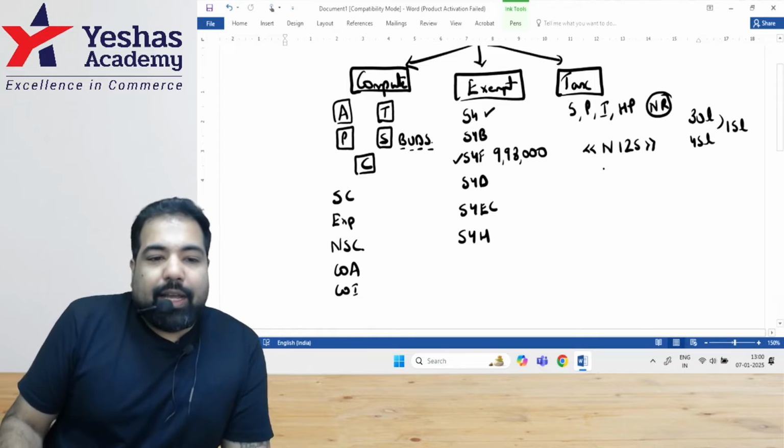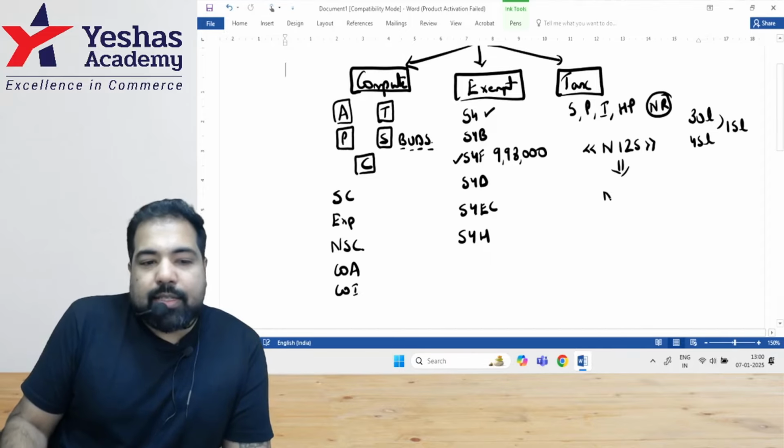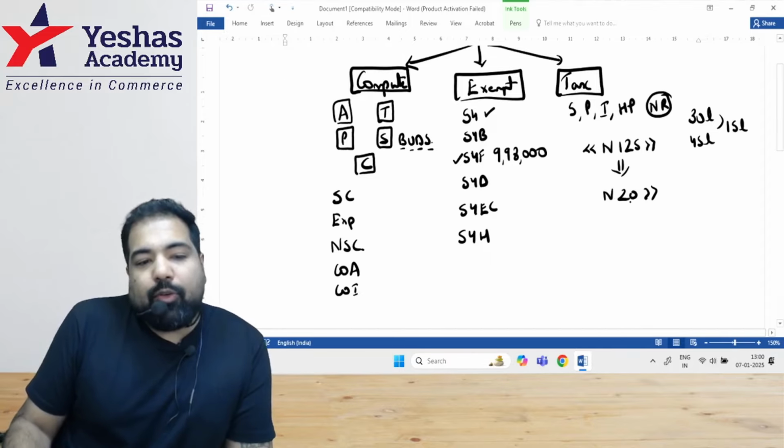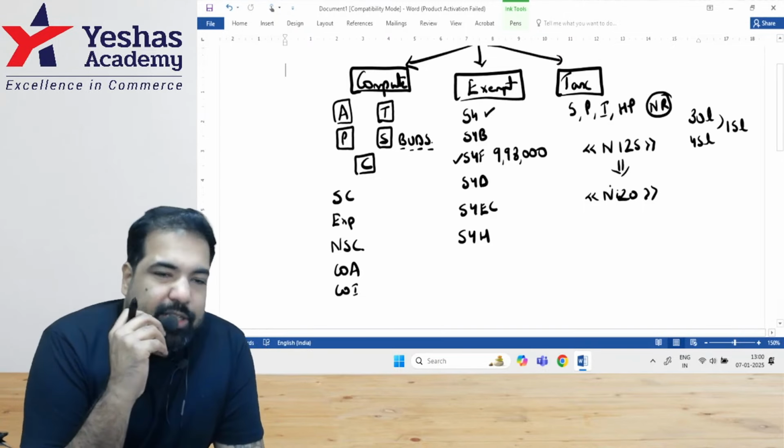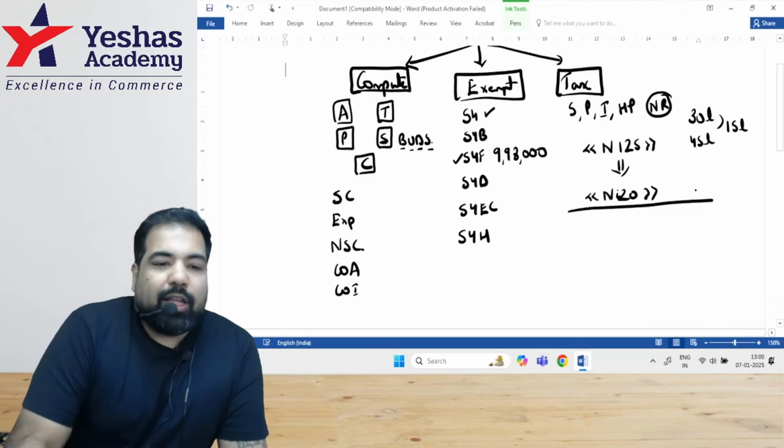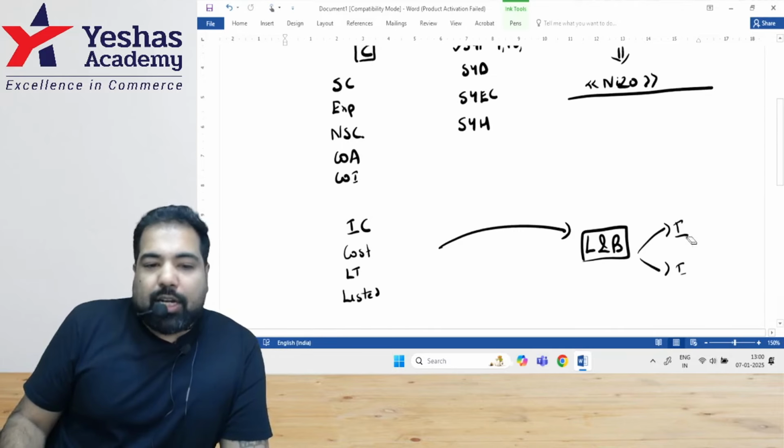Before 23rd July, this N125 was what, guys? N20. Everyone okay, guys? NI20. What is I20? Indexation and 20%. Guys, while this is for all other assets, for listed assets, this shortcut changes.